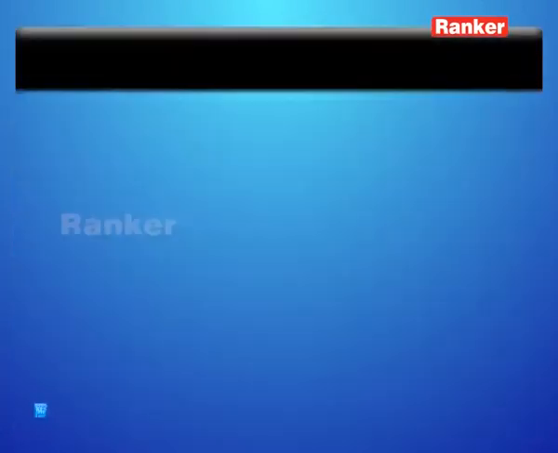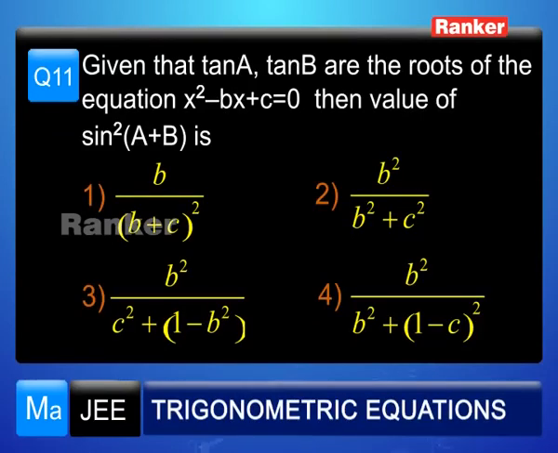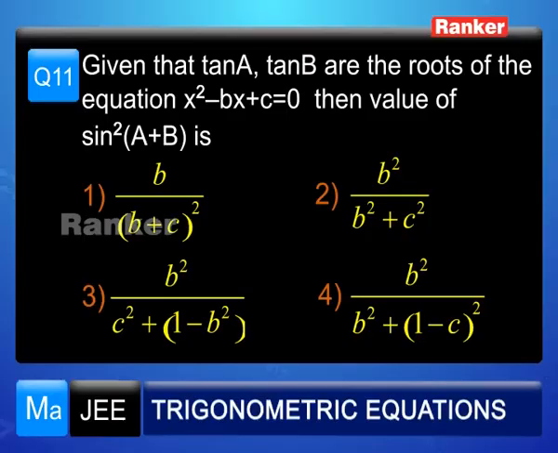Let's move to the next question, question number 11. Given that tan A and tan B are the roots of the equation x square minus bx plus c equal to 0, the value of sine square of a plus b is: first option b by b plus c whole square, second option b square by b square plus c square, third option b square by c square plus 1 minus b square, fourth option b square by b square plus 1 minus c whole square.